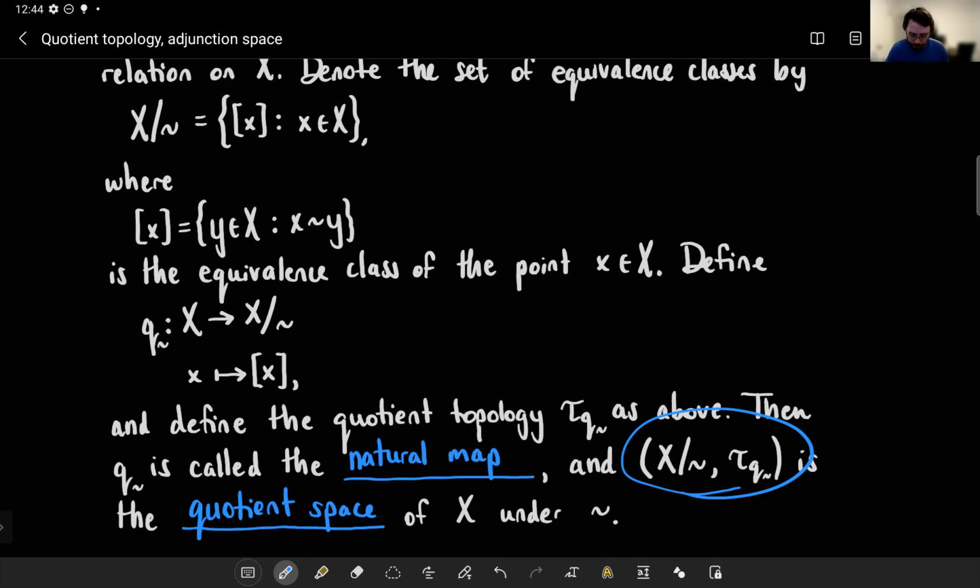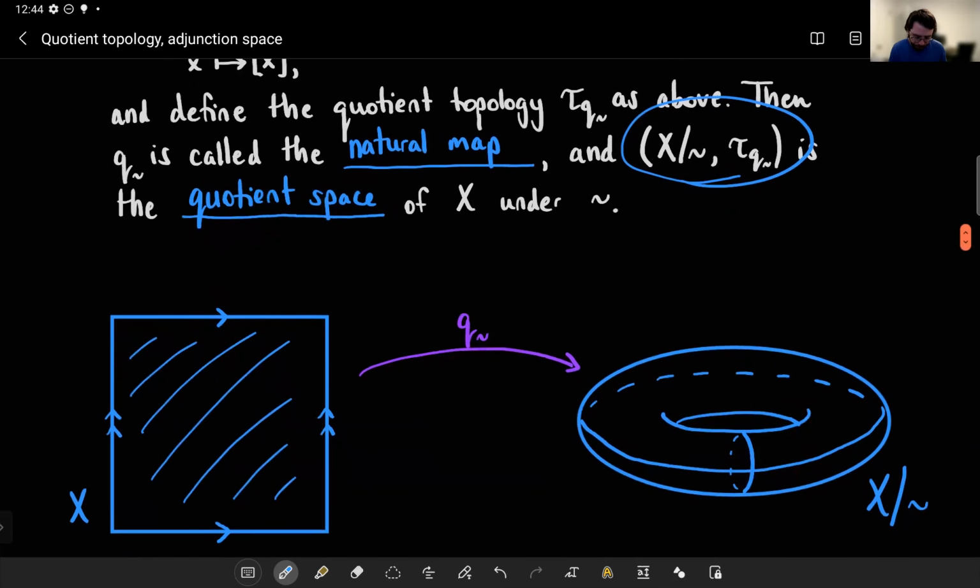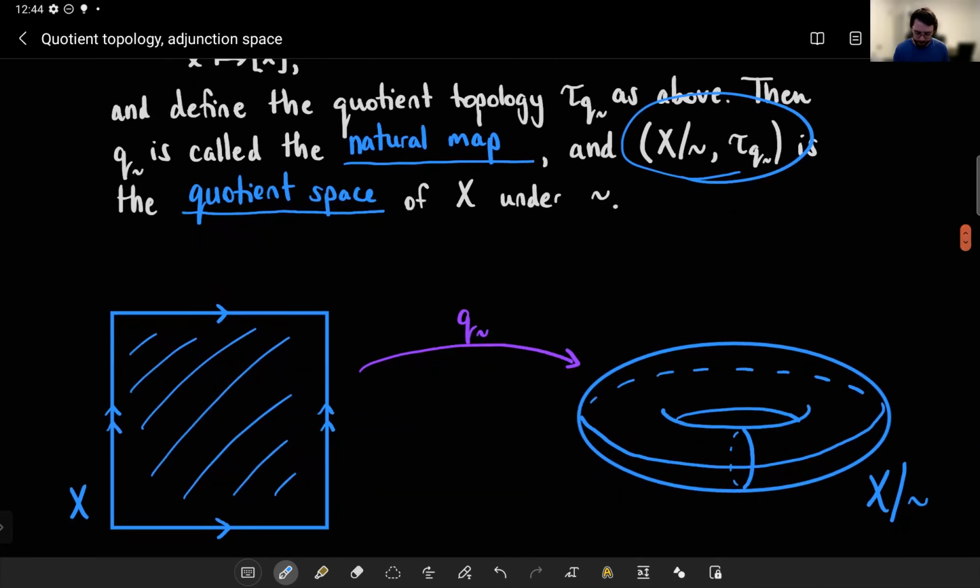Okay, that's a mouthful. Let's see some examples. So one of the nicest examples is if we're working with a square, and these squares are going to be identified, or parts of the square is going to be identified in the following way. So let me draw this in yellow to highlight it. This bottom edge and this top edge are going to be identified. And what I mean by that is I'm going to glue them together.